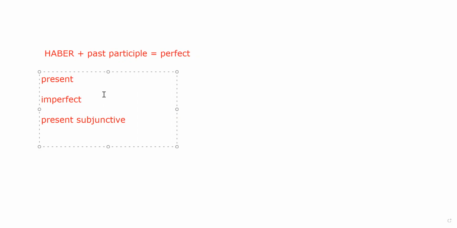To form the pluscuamperfecto, that's using the imperfect of haber. So había, habías, había, habíamos, habíais, and habían. Then we add that same past participle that we would have used for the pretérito perfecto. Exact same words. We don't change anything. And then we'll have now the pluscuamperfecto.